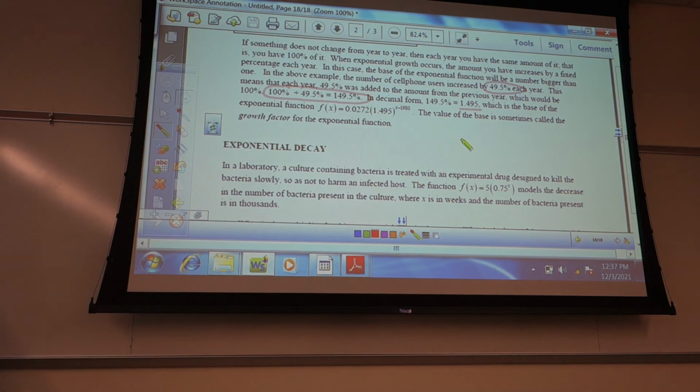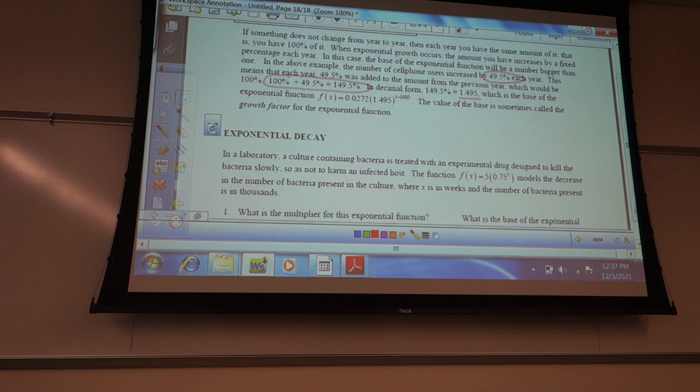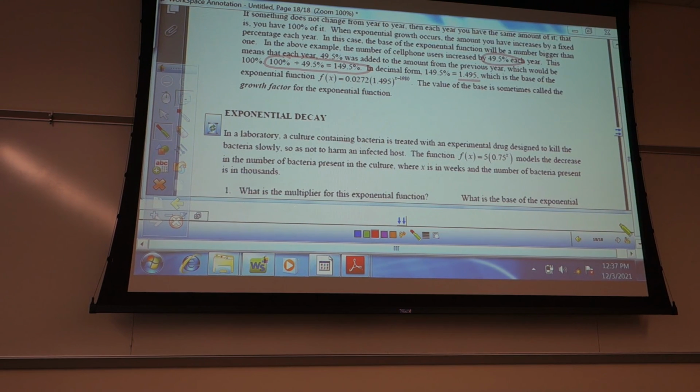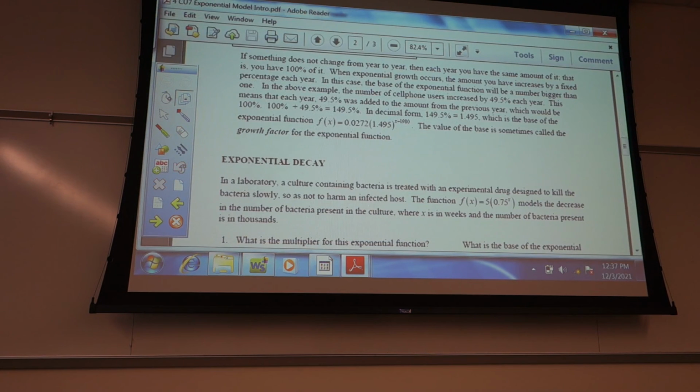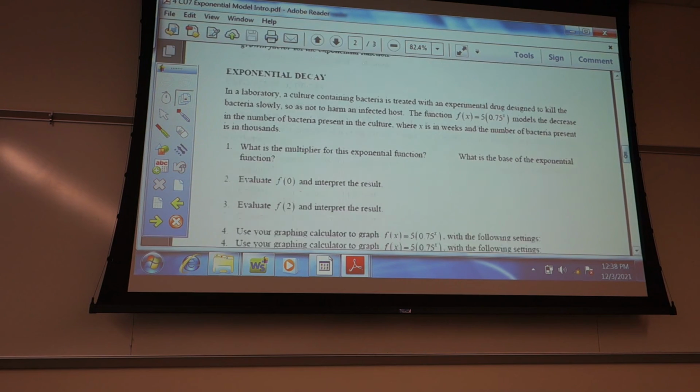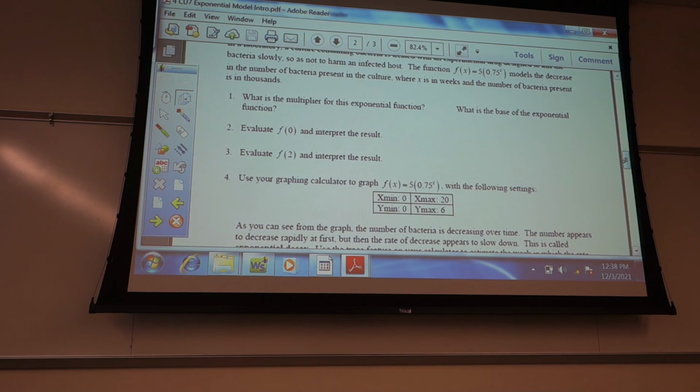Now decay is similar but different. Fox, read for me the exponential decay part. In a laboratory, a culture containing bacteria is treated with an experimental drug designed to kill the bacteria slowly, so as not to harm an infected host. The function f of x equals 5 times 0.75 to the x models the decrease in the number of bacteria present in the culture, where x is in weeks and the number of bacteria present is in thousands.